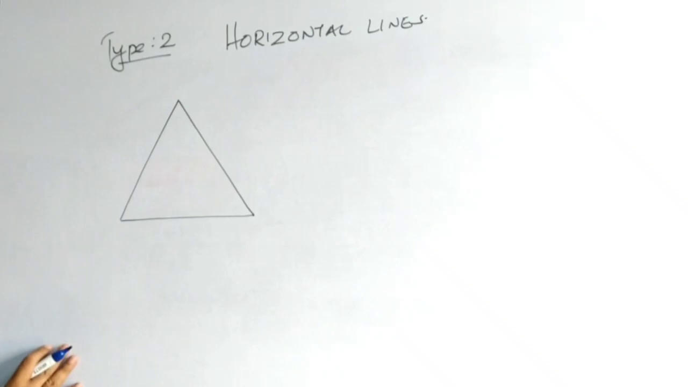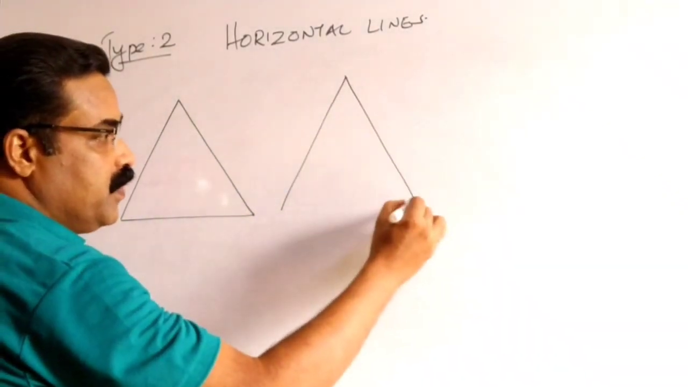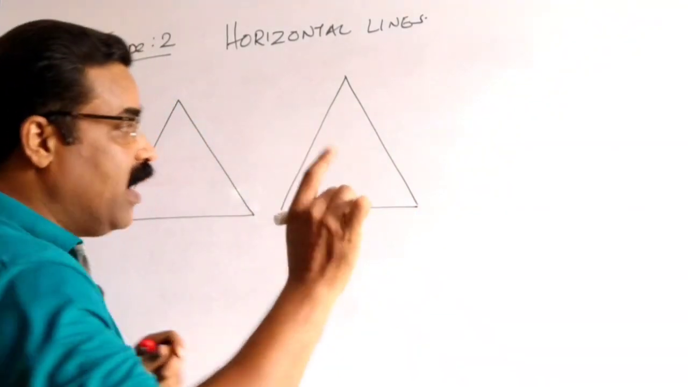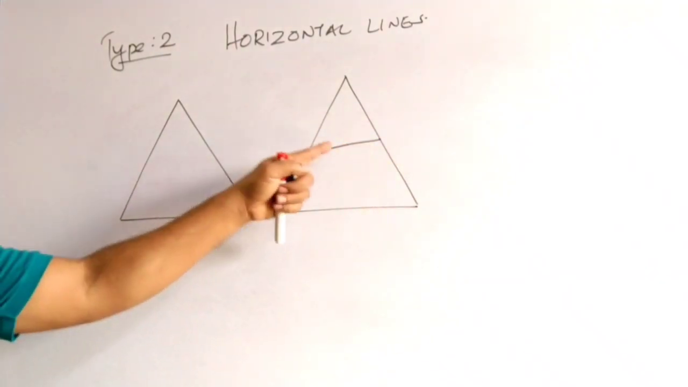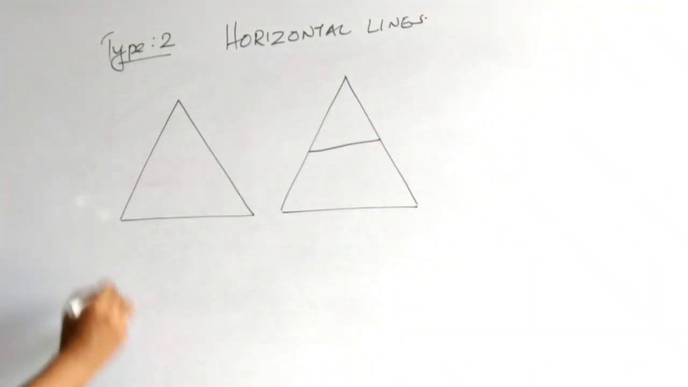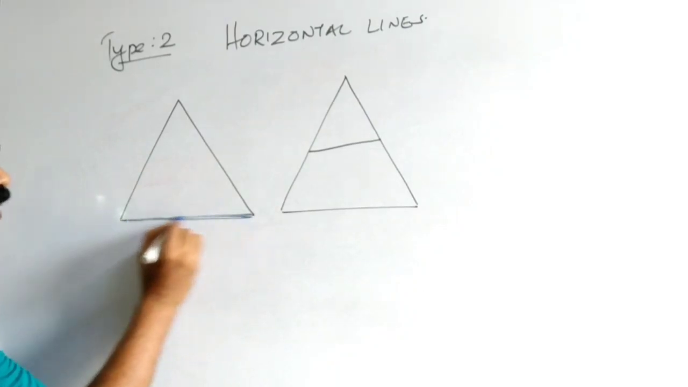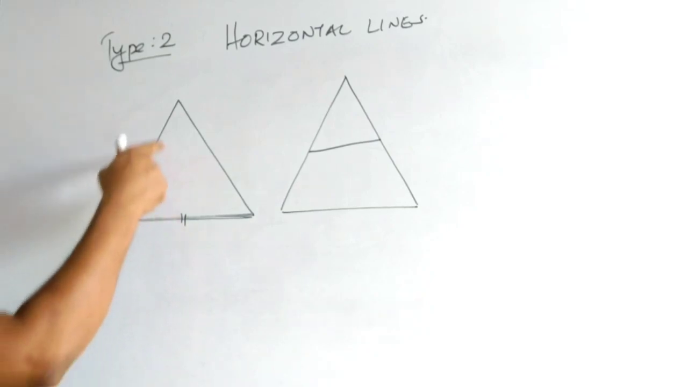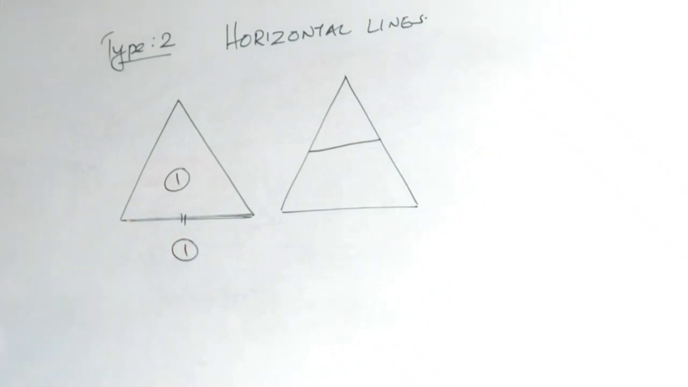And here we have one triangle. And the same triangle I am drawing here, and I am making one horizontal line like this. Now how many triangles are there in this figure? Here you can see there is only one horizontal line. This is the only horizontal line. So with one horizontal line, there is only one triangle. So the answer is 1.